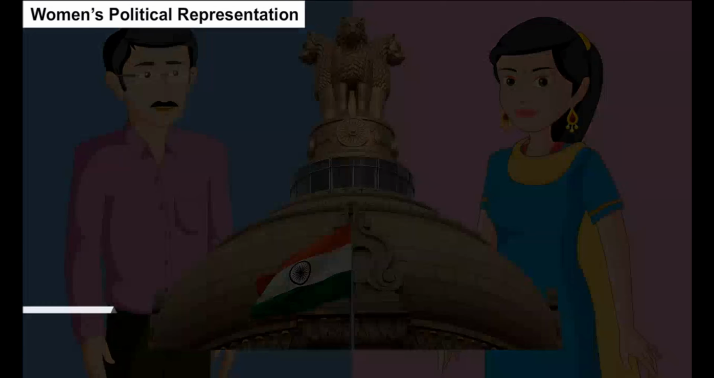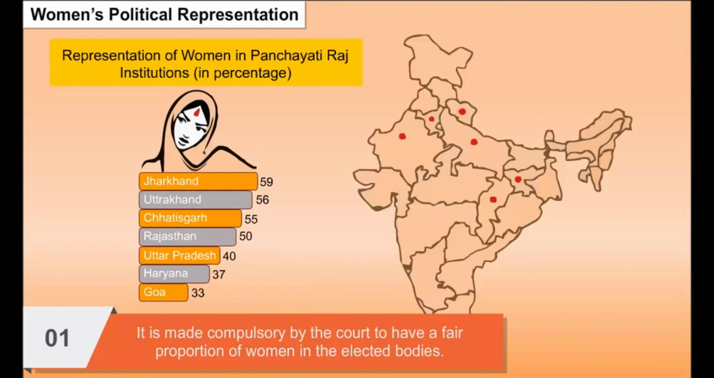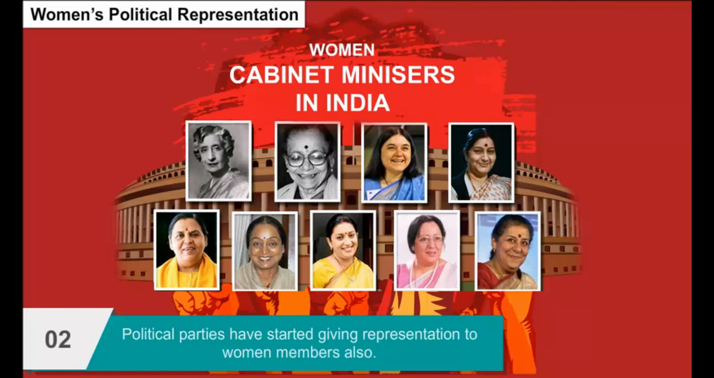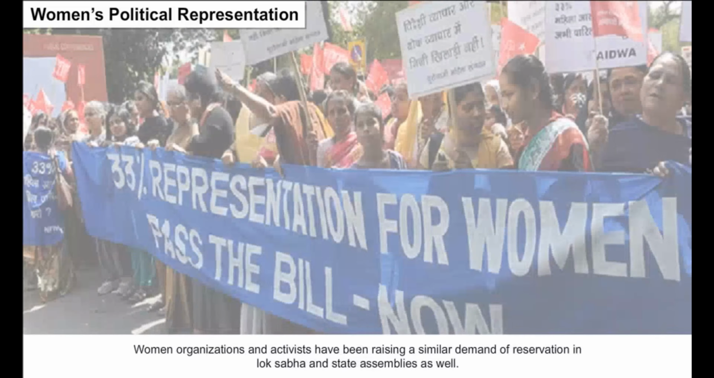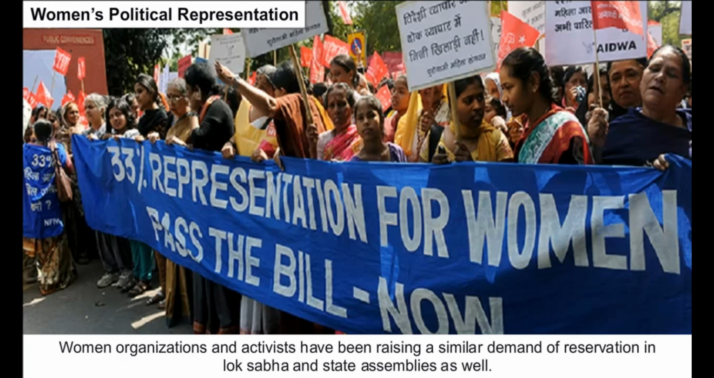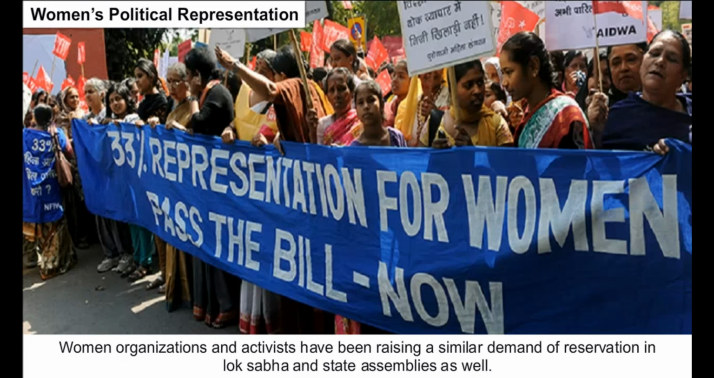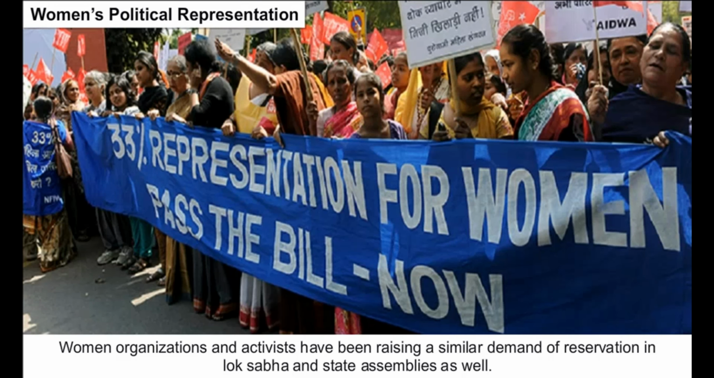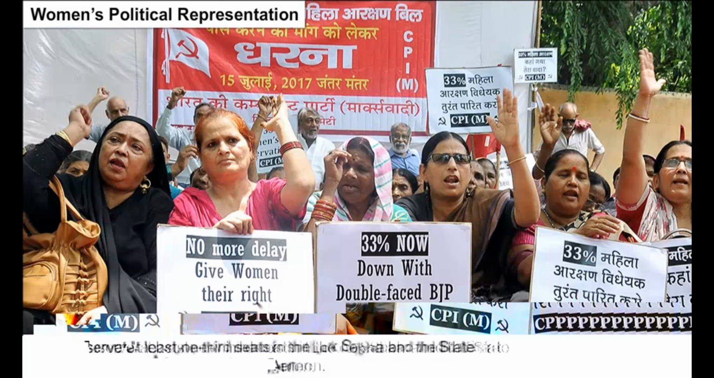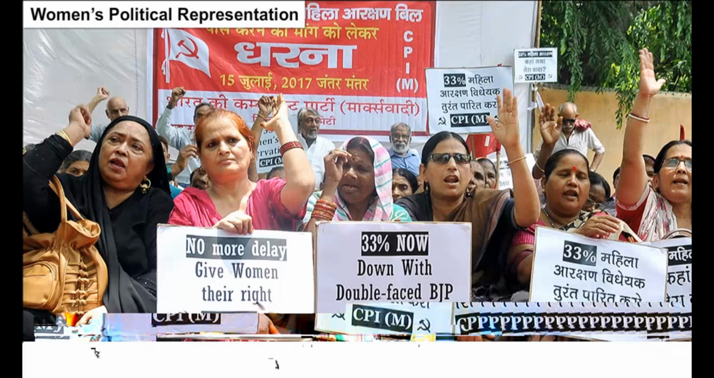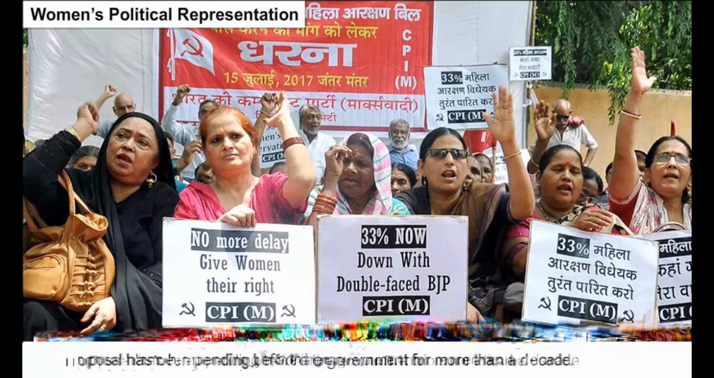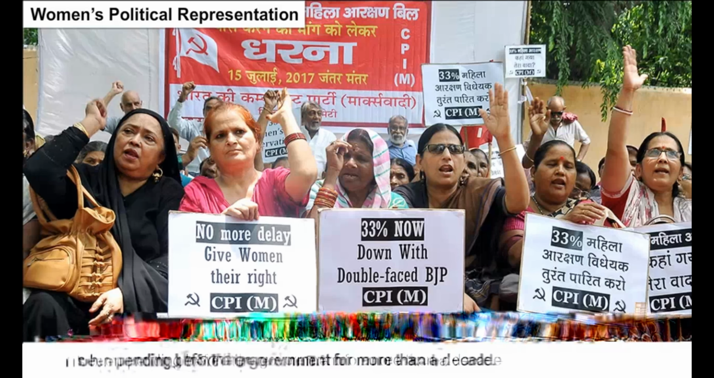For example, it is made compulsory by the court to have a fair proportion of women in the elected bodies. Political parties have started giving representation to women members also. Women's organizations and activists have been raising a similar demand of reservation in Lok Sabha and state assemblies as well. Their aim is to reserve at least 1/3 of seats in the Lok Sabha and the state assemblies for women. This proposal has been pending before the government for more than a decade.